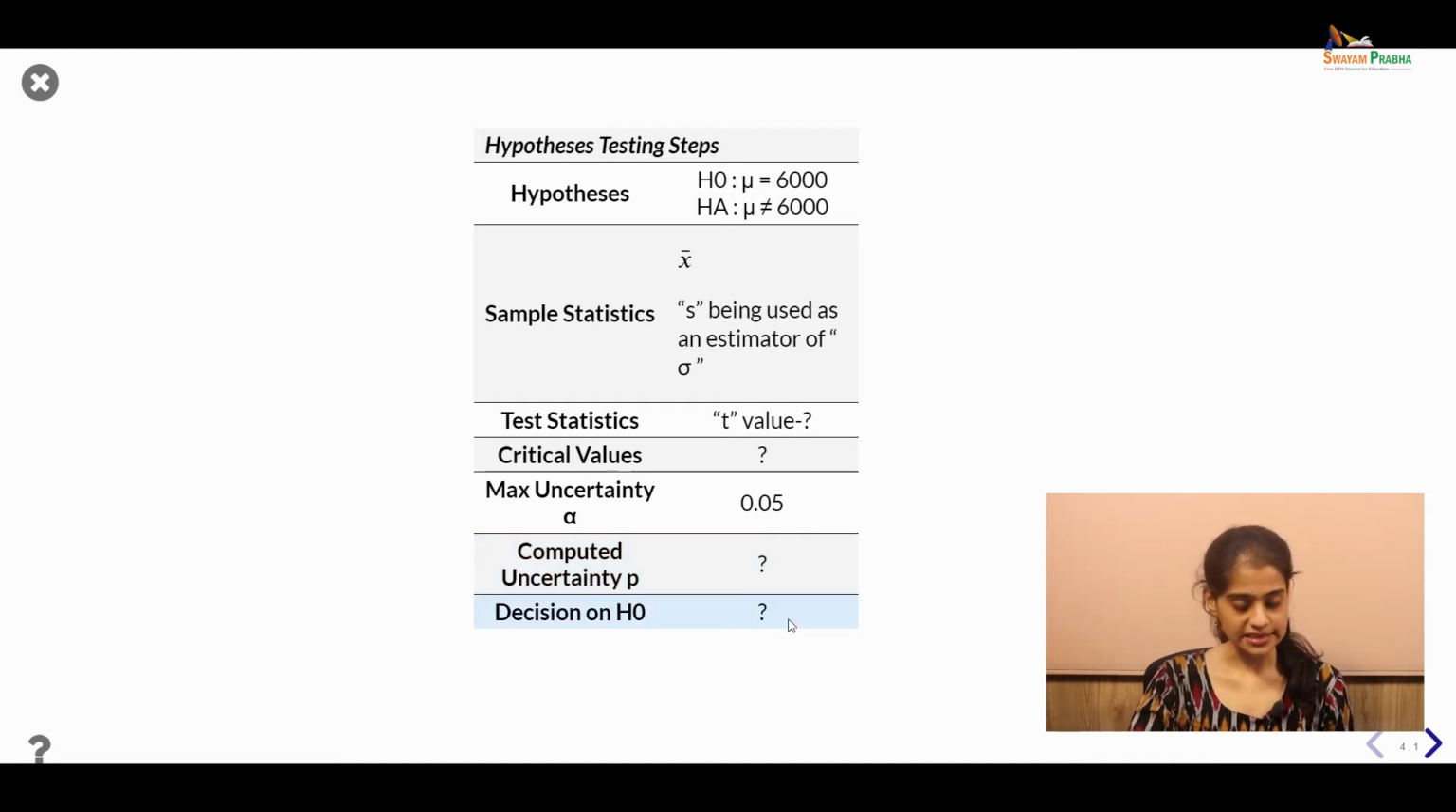So in hypothesis testing, you need to take a decision at the end based on all the parameters that we are going to be calculating. So after computing all these parameters, we need to take a decision on whether we are going to reject H0 in case we have sufficient evidence. In case of insufficient evidence, we are going to fail to reject H0. So that is the final decision that we are going to take. So let's move further and see how to compute these values.